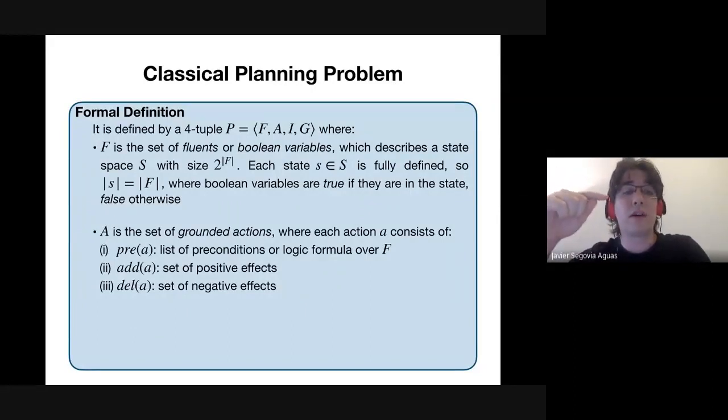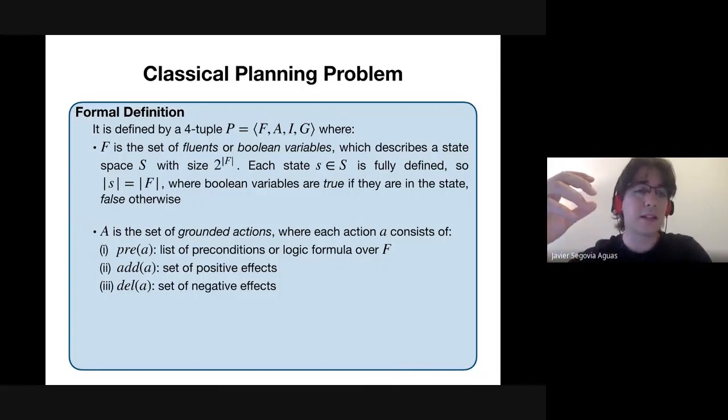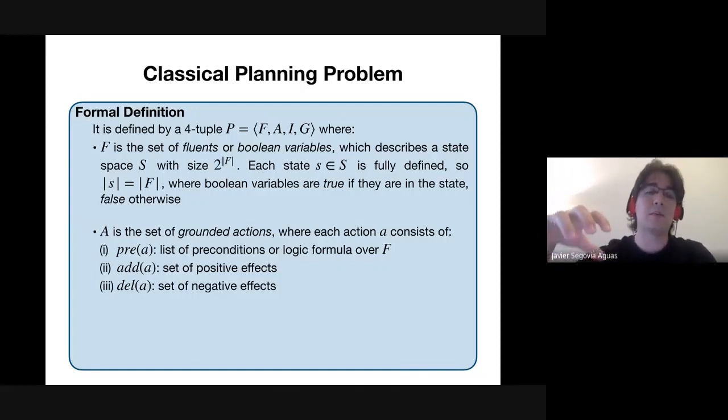And then we have a set of positive effects that are Boolean variables that are set to true, and a set of negative effects that are the Boolean variables that are set to false after applying the action. In the case of picking up, a positive variable that is assigned to true will be holding. We are holding a specific block, and a negative variable will be that the gripper is no longer empty.